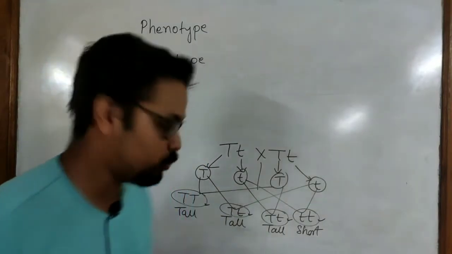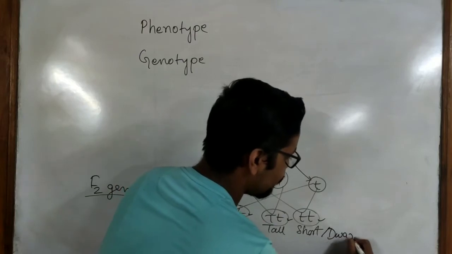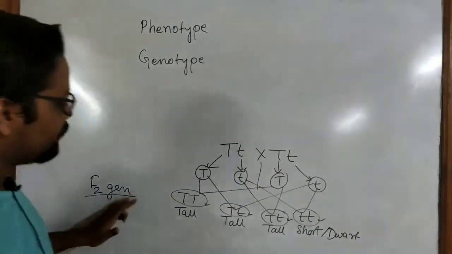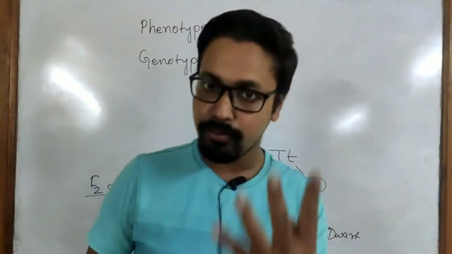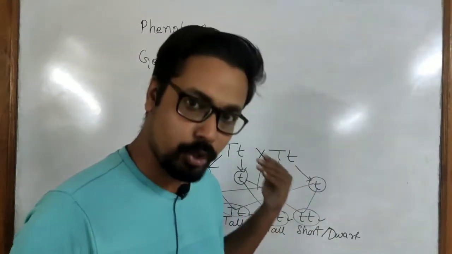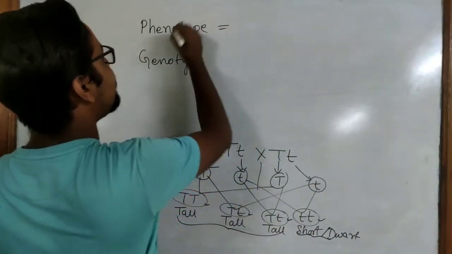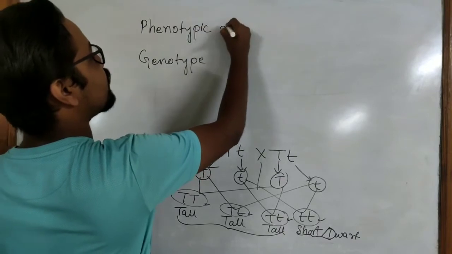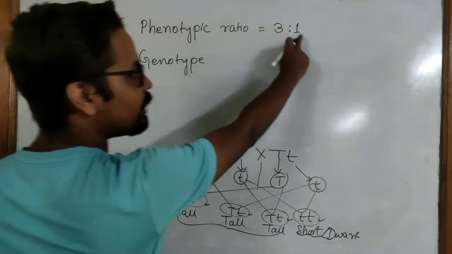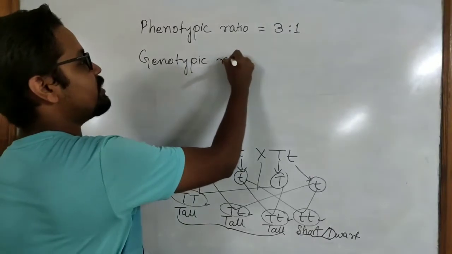But what we can see in the plants is that the plant is tall or short, or dwarf. That is the phenotype, what you can see. In this experiment, in the F2 generation, we could see that out of four plants, three were tall and one was dwarf. So the ratio of tall to dwarf is 3 to 1. That is the phenotypic ratio. We will write, phenotypic ratio is 3:1, where 3 is for the dominant character and 1 is for the short character.